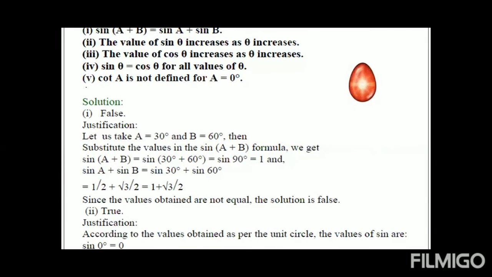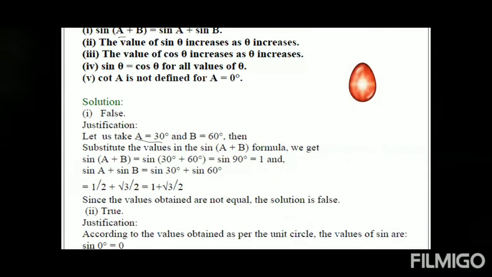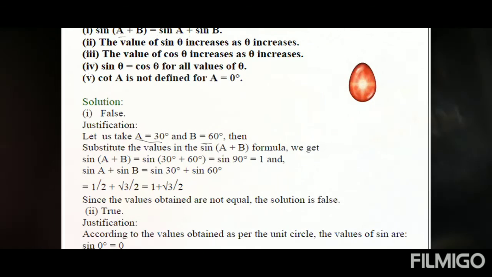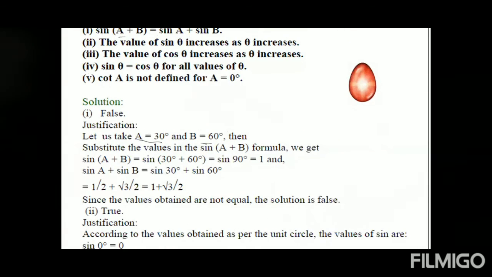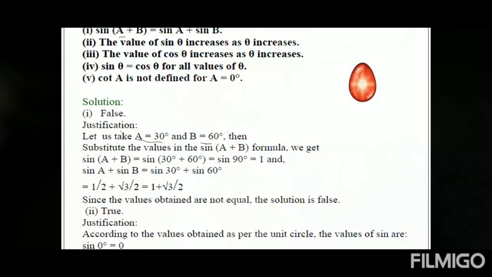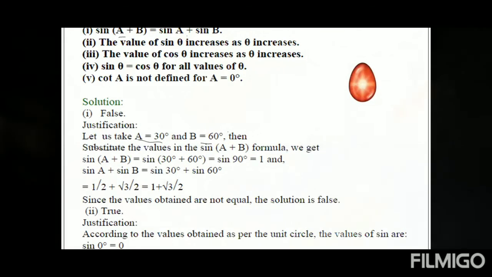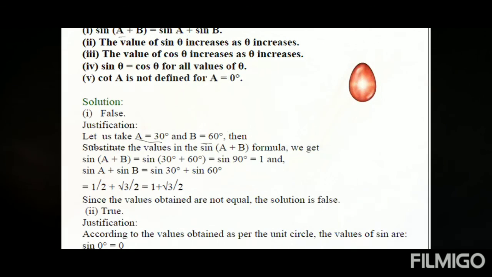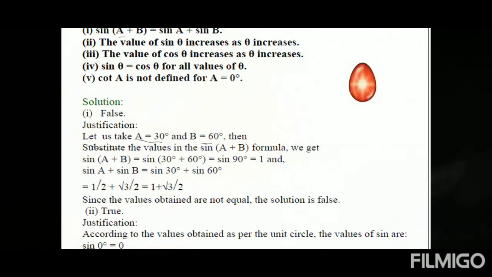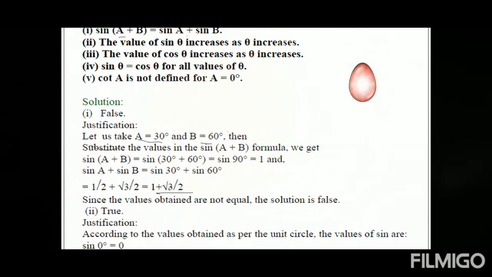It is false. Let us take angle A as 30 degree and angle B as 60 degree. When 30 degrees plus 60 degrees is added, it is 90 degree, right? And sine 30 plus sine 60. What is sine 30 plus sine 60? It is 1 by 2 plus root 3 by 2, which equals 1 plus root 3 by 2. So note, it's not equal.